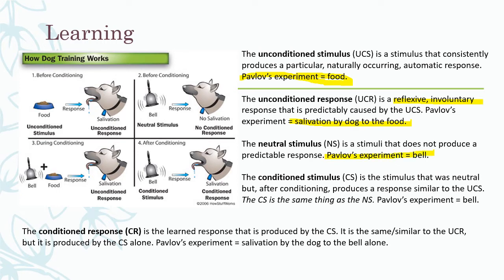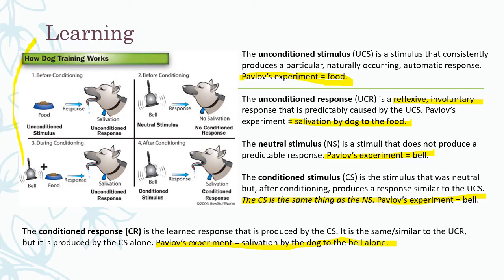The conditioned stimulus is a stimulus that was neutral at first, but after conditioning produces a similar response to the UCS. The CS is the same thing as the NS, so for example, in Pavlov's experiment, it's still the bell. The conditioned response is a learned response that is produced by the CS. It is the same or similar to the UCR, but is produced by the CS alone. So in Pavlov's experiment, it's salivation by the dog to the bell alone.